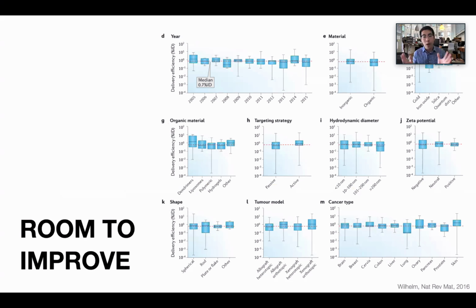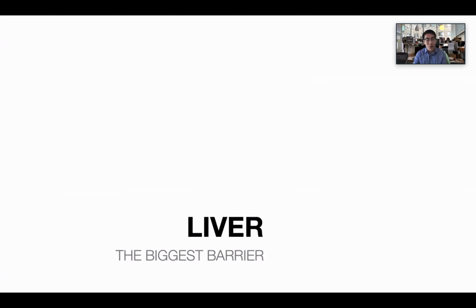And overwhelmingly, what we see is that there is this 0.7% delivery efficiency across all of these, which suggests that there's still some factor that we don't understand that we need to change to make things even better. So what's the problem? The problem then is the liver, and the liver is the biggest barrier to nanoparticle delivery.